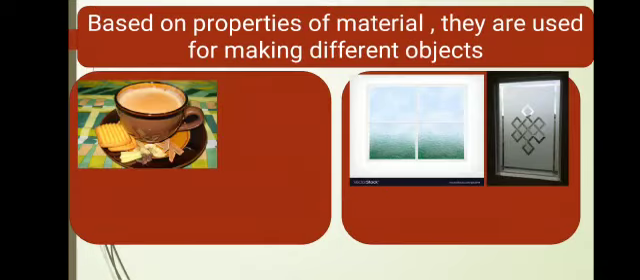Based on the properties of materials, they are used for making different objects. On the basis of their properties, they are used for making different objects. For example, if we want to hold a cup of tea, then we need a cup made up of clay, not of a paper bag, because a paper bag can't hold tea. If we want to make a glass window, then we need a transparent glass instead of an opaque glass, because we can't see through an opaque glass to the outside.